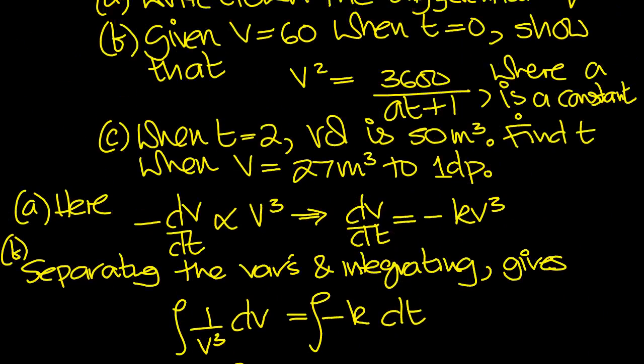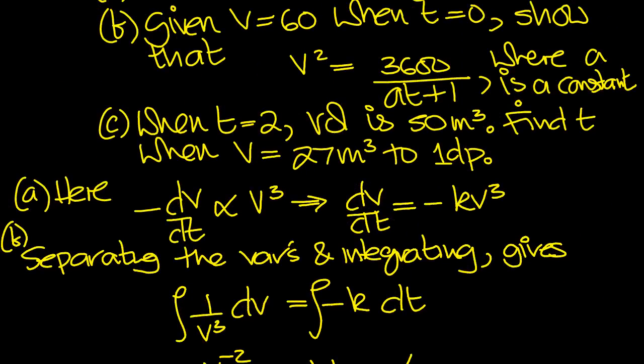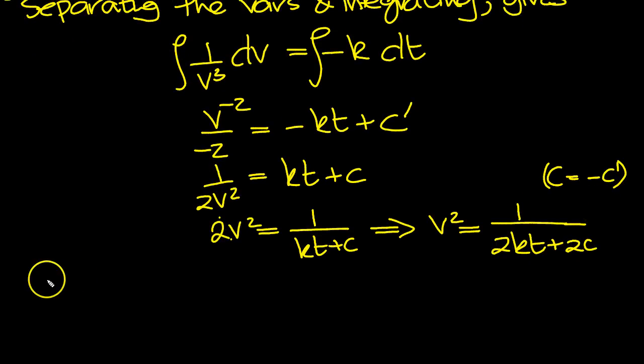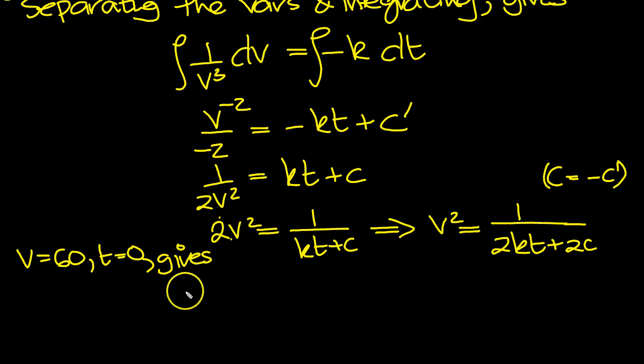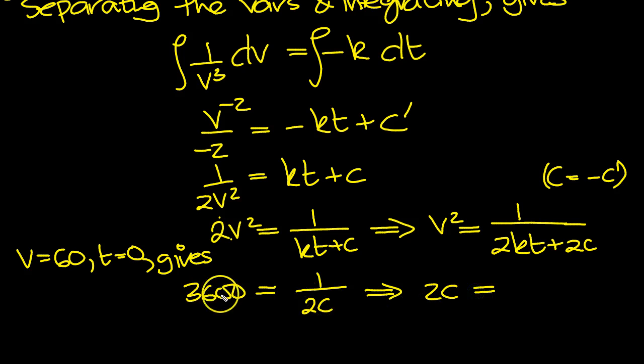Okay, now the initial condition for part B. V is 60 when t is 0. V equals 60, t equals 0, gives, so 60 squared is 3600, is equal to 1 over, and it's just the 2c, isn't it? So that tells us then, move the 2c up this side, is equal to, and move the 3600 down at the same time.